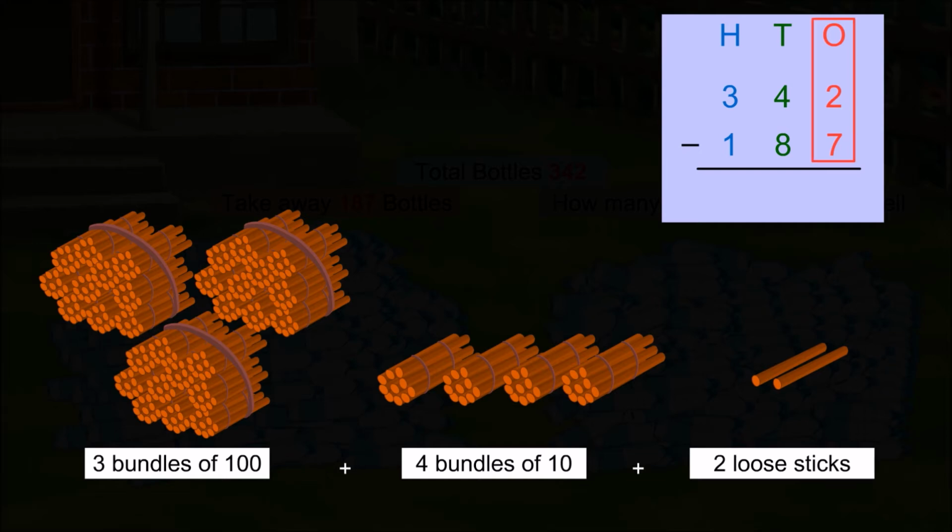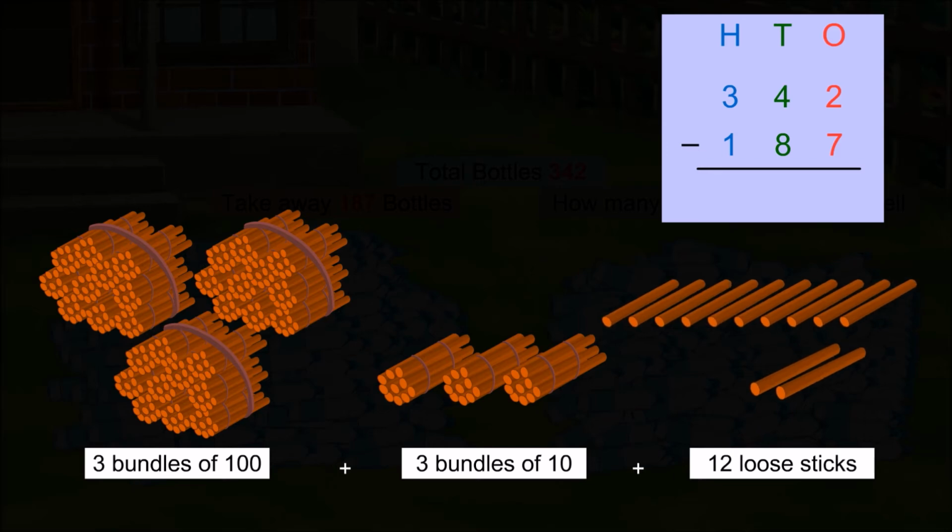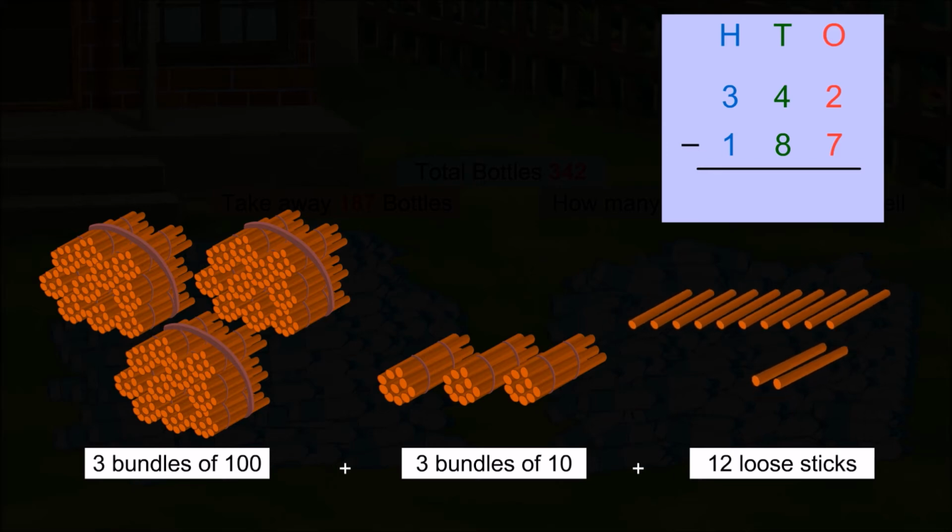He finds out that 7 ones can't be subtracted from 2 ones. That is, he can't take away 7 loose sticks from 2 loose sticks. Therefore, he borrows 1 bundle of 10 and opens it. 10 loose sticks plus 2 loose sticks becomes 12 loose sticks. Now, he easily takes away 7 loose sticks from 12 loose sticks. 5 loose sticks are left.